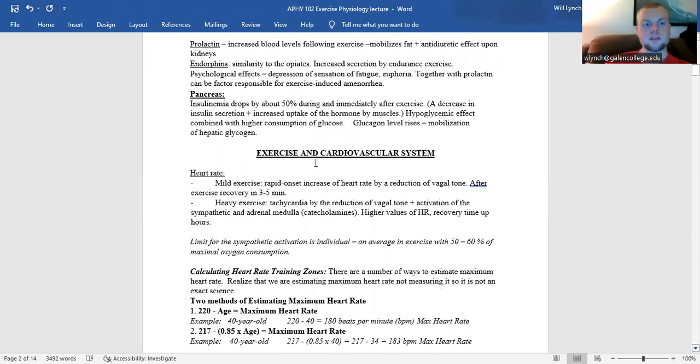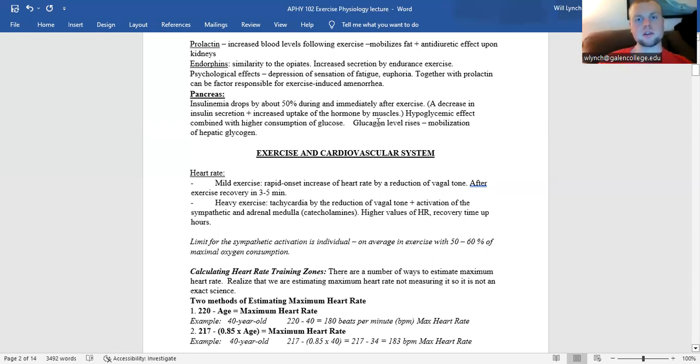For the pancreas, we see that the insulin secretion and production is going to go down, right? So it's going to drop by about 50%. Decrease in the insulin secretion plus the increased uptake of the hormone by muscles during this time is going to lead to a large drop in the bloodstream levels. Hypoglycemic effect combined with the higher consumption of glucose afterwards.